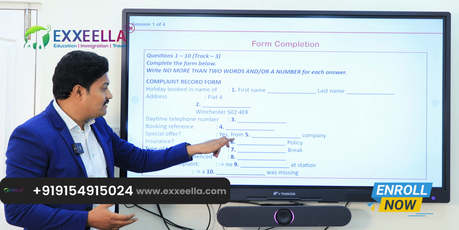Coming to the insurance, yes, they have the insurance because they mentioned yes. What kind of policy is it? We need to find out what the insurance is. And type of holiday booked, we need to find out what type of holiday it is. Date holiday commenced, so when they started. Details of the complaint, so something is not available at station. What is not available at station? And finally the 10th one, something was missing. What was missing there? These are the things we need to find out for this question. So let's focus on this.